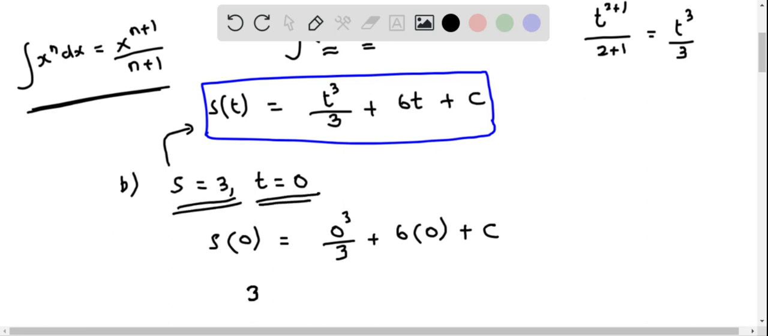So replace s of 0 by 3, and this equals 0 cubed by 3 is 0, and 6 times 0 is 0. So we only have c on the right side. So this gives the value of the integration constant, c equals 3.